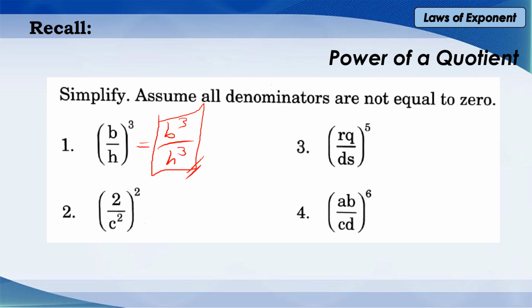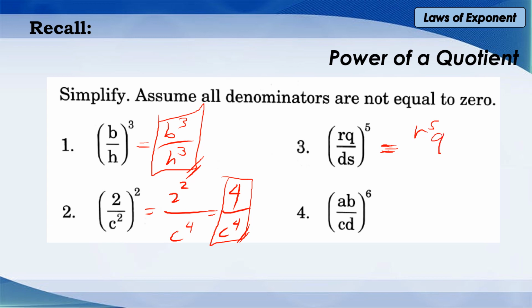Ito na yan. Then, this one naman, siya magiging 2 squared. Number 2, we have then c raised to 4. Simplify pa natin. 2 times 2 is 4 over c raised to 4. Final answer. Number 3. Yan. Pinagsama siyang power of a product and power of a quotient. So, yung ating magiging sagot dyan, magiging r raised to 5 and then q raised to 5 over d raised to 5 s raised to 5.